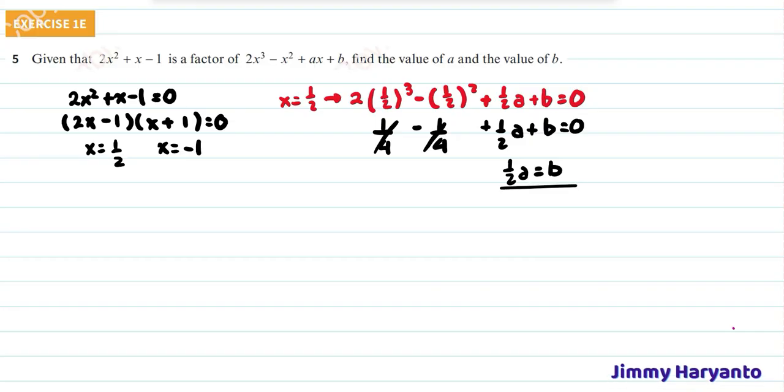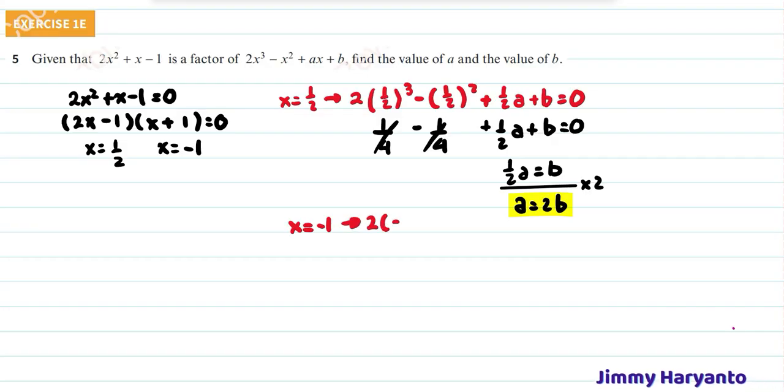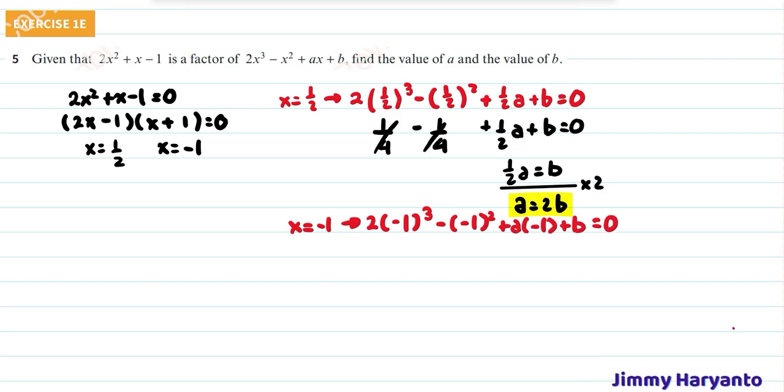And then I want to multiply this by 2. So I will have a equals 2b. So from the first equation, we have a equals 2b. From x equals -1, you will have 2 times (-1) to the power of 3 minus (-1) squared plus a times -1 and then plus b. And this one also has to be equal to 0 because the question says factor. This one is -2 and this one is -1, -a plus b equals 0.